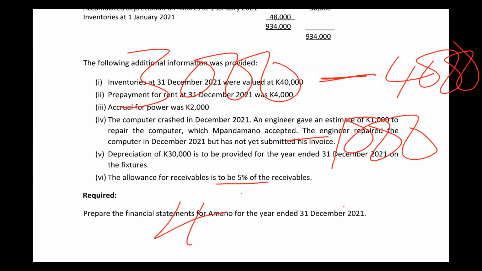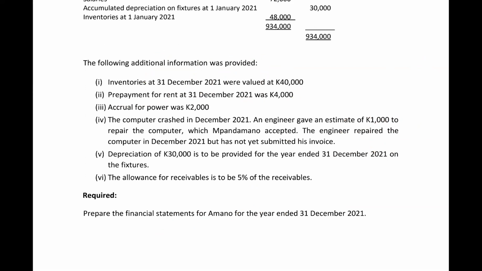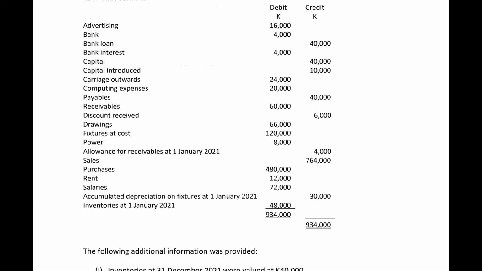If you say 4,000 minus that, you get a positive value. Then you will end up treating it as an expense, and you find that even your balance sheet will not balance. You know what it means. Happy now? Yes, sir. Okay. Is there any question on discussion of the question?